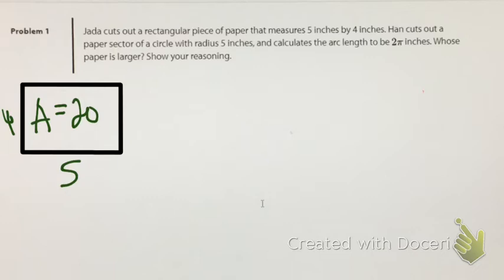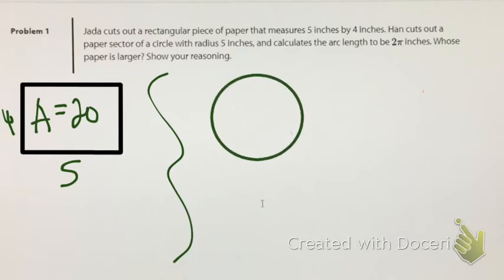Then he gets a paper sector out of a circle. You don't have to draw the whole circle. You can, and why not? We'll just put one on here. There's the circle. And it doesn't matter how well you draw it. It's just a sketch. So there's the paper circle. Cuts a sector out of it. It's got a radius of 5 inches, so I'm going to label the 5. And he calculates the arc length.